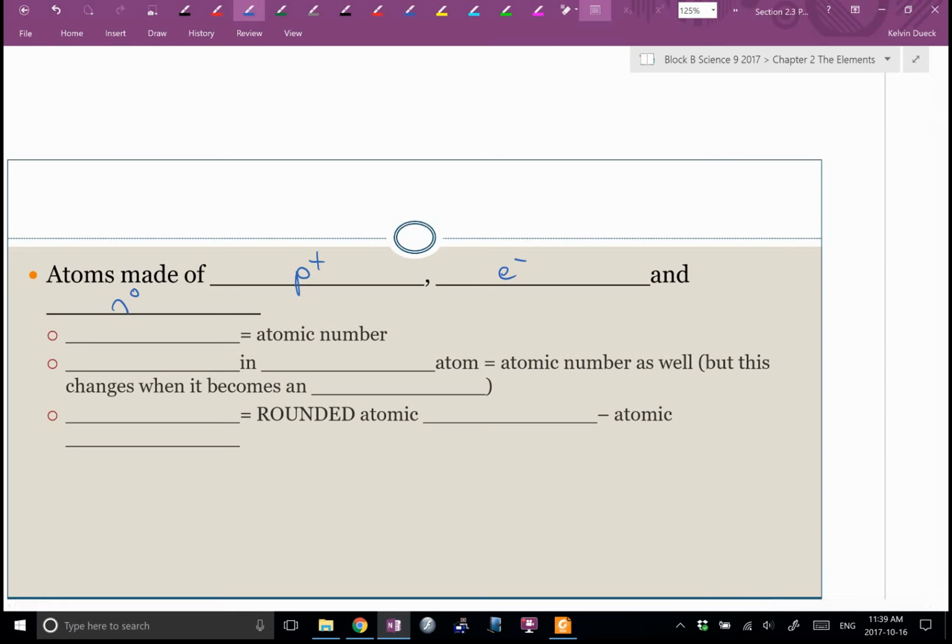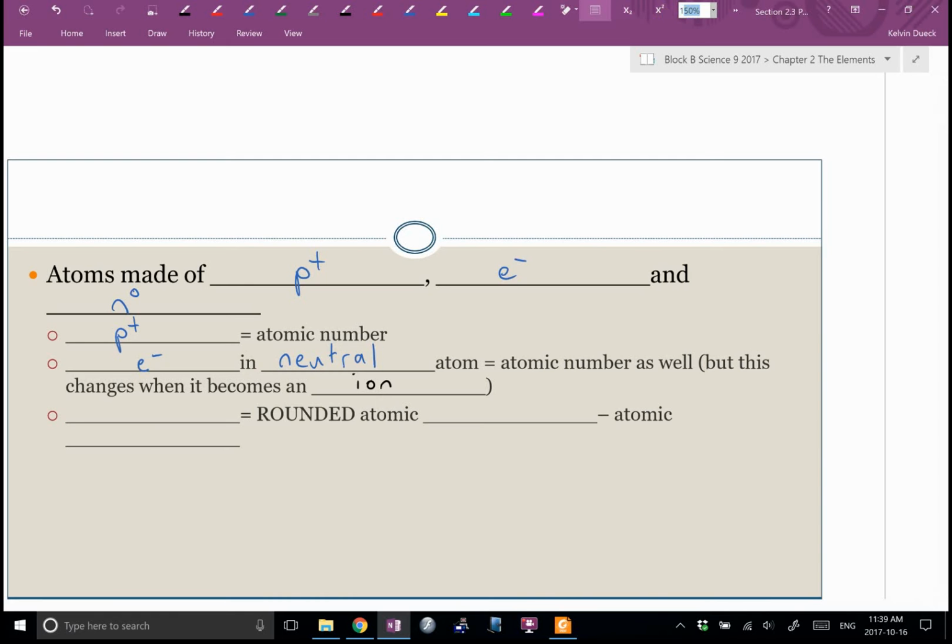Which one is the same as the atomic number? Protons. Now, when it's neutral, the electrons are the same. So, electrons, e minuses, in a neutral atom are also the atomic number as well. But this, it turns out, is going to change when it becomes, our word of the day is ion.